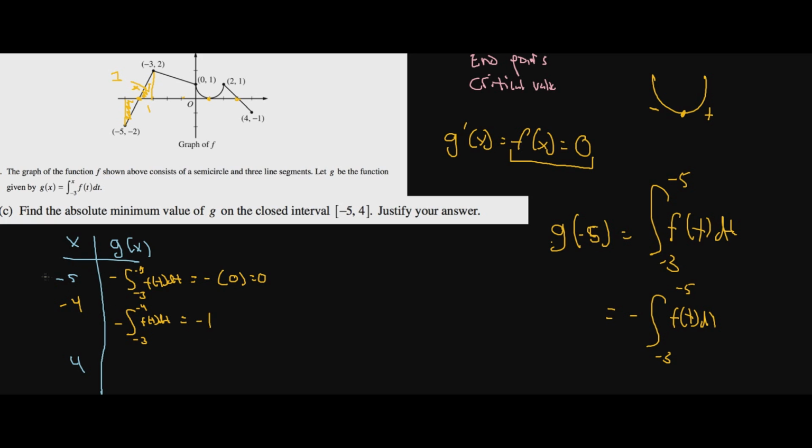Bam. So, all right, overall, at x equals negative 5, we could care less about that. And I'm interested in negative 4 because my y value is most negative so far. The last thing to do is find g of 4.